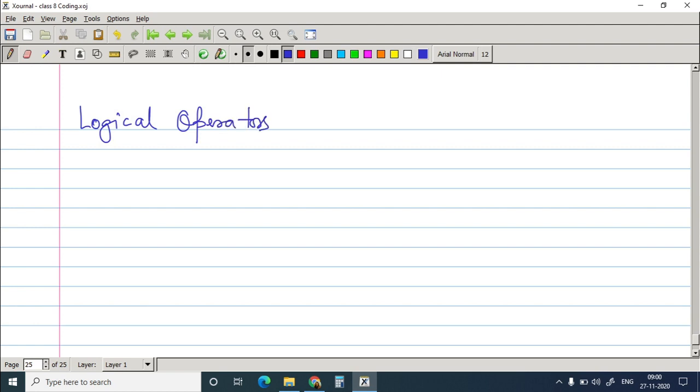Now, logical operators are of three kinds: logical OR, logical AND, and logical NOT. And how are they written in Java? OR is two vertical lines, AND is two ampersands, and NOT is one exclamation mark. The brackets are optional, you don't have to give brackets.